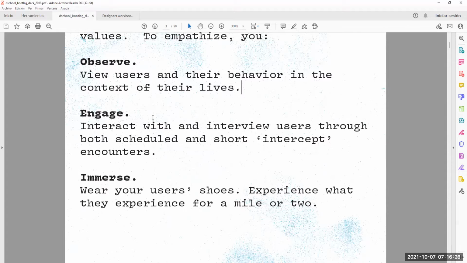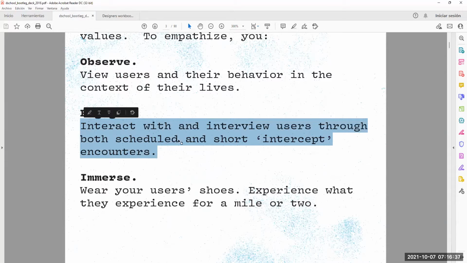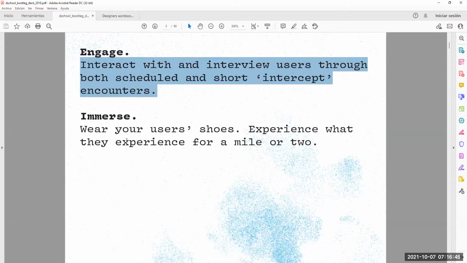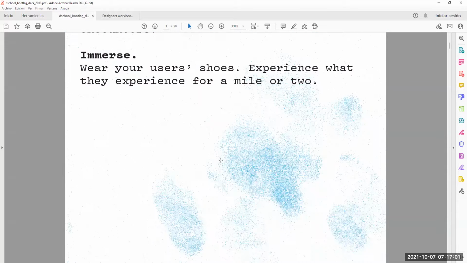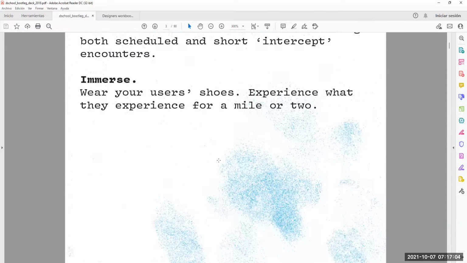Engage: interact with and interview users through both scheduled and short intercept encounters. So every time you can talk to the kind of people who would use your product, asking questions and having short conversations with them can also help a lot. Immerse: where your users choose, experience what they experience for a mile or two. If there's any way you can experience what they experience, especially with people who have any sort of limitation, that's also going to help us a lot.